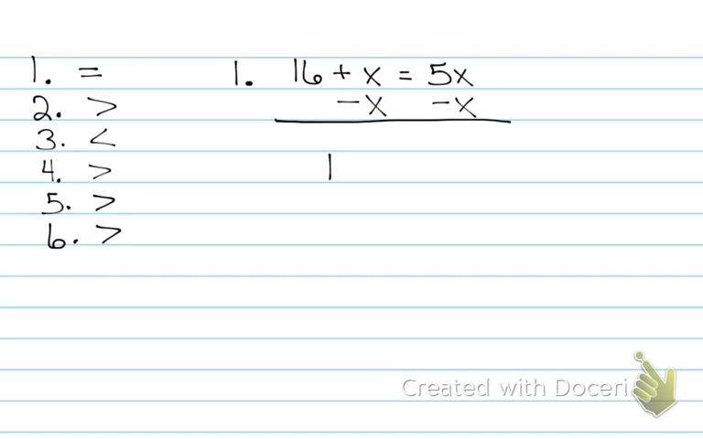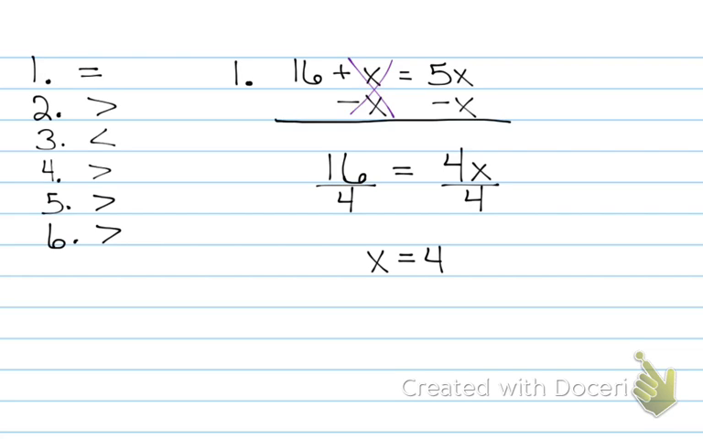What does that do? That cancels out the x's. That's what I want. I want my x's on one side, my numbers on the other. So 16 equals, what's 5x minus x? 4x. And then what do I do to both sides to solve? Divide both sides by 4. Okay, and x equals 4.